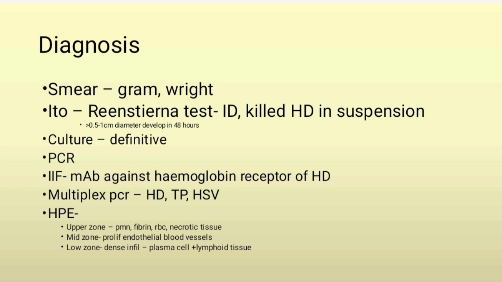In histopathology, the upper zone shows neutrophils, fibrin, RBCs, and necrotic tissue. The middle zone shows proliferation of endothelial blood vessels, and the lower zone shows a dense infiltrate of plasma cells and lymphoid infiltrate.